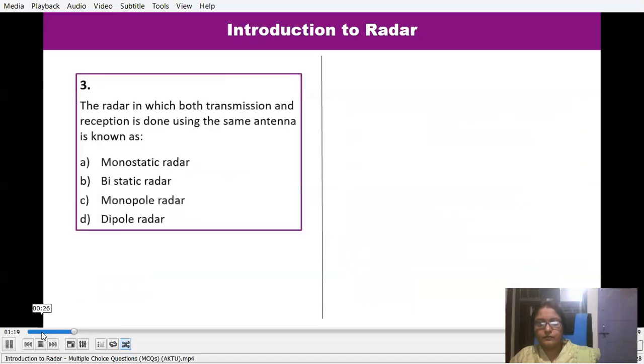Question number 3: the radar in which both transmission and reception is done using the same antenna. So that type of radar, where it is being done with the use of a single antenna, is known as monostatic radar. So A is the correct answer.